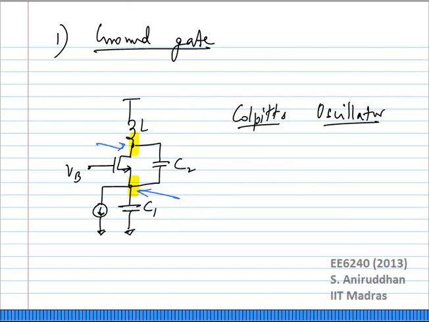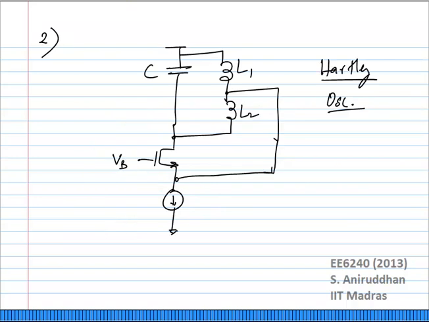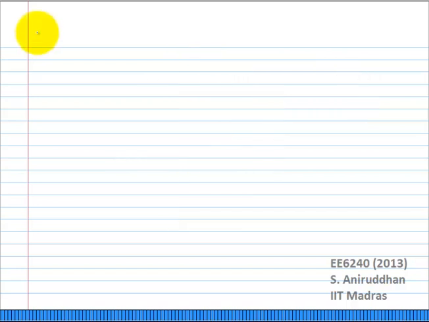Okay, but what we need to understand is that there are several different kinds of oscillators. Do you have to use a tap? What other methods of feedback do you know? You can use a transformer, right? Instead of using a tapped inductor, you can have a third version which looks something like this.